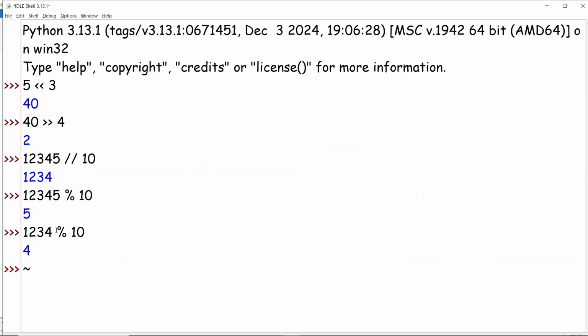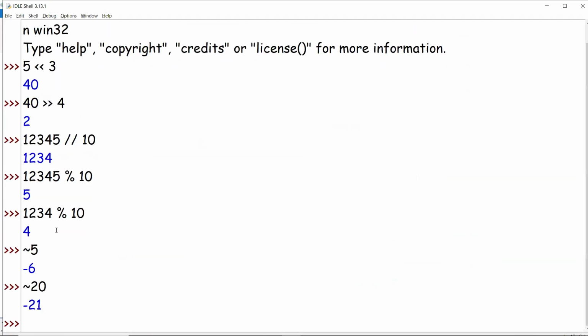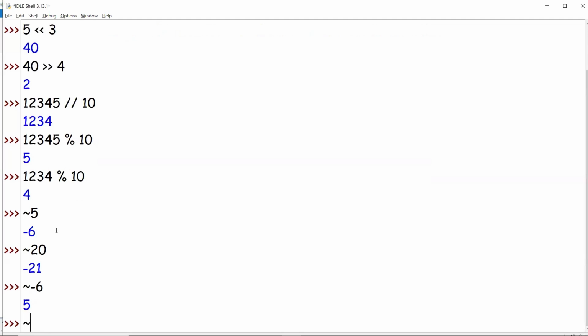So let's similarly see negation. Negation of 5 is minus 6. Similarly, negation of 20 is minus 21. Negation of minus 6 would be 5. Negation of minus 21 is 20.